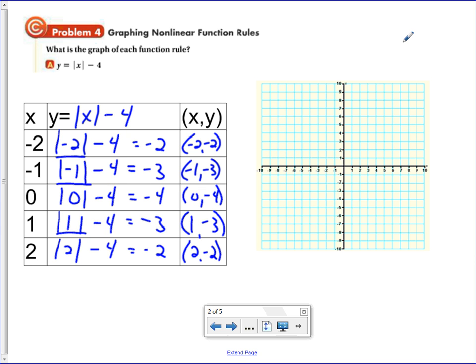If I came over here and graphed this, here's what it would look like. I'd have a -2, -2. I'd have a -1, -3. I'd have a 0, -4. I'd have a 1, -3. I'd have a 2, -2. So I'd have this graph like so. Okay, so that would be the graph of this absolute value equation.